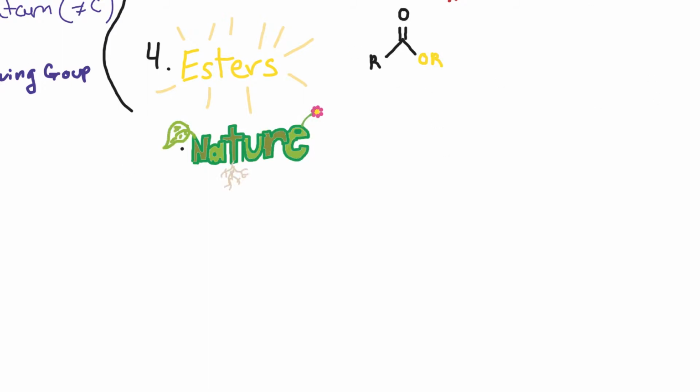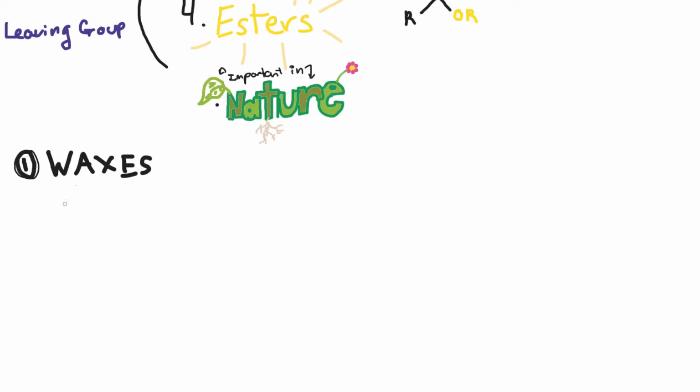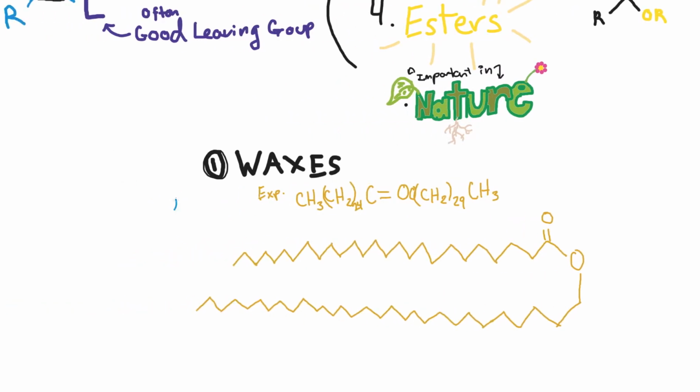The first type of ester we will discuss are waxes. Waxes are esters that are made up of long-chain carboxylic acids and long-chain alcohols. How long? This is a formula of a typical example of a wax. There's 25 carbons on the left side, and 30 carbons on the other side. This is a long chain carbon, giving this wax a hydrophobic property.